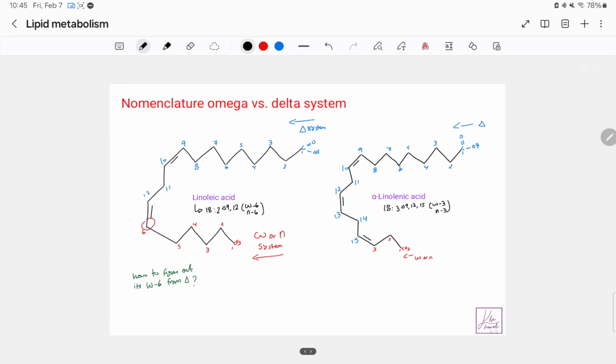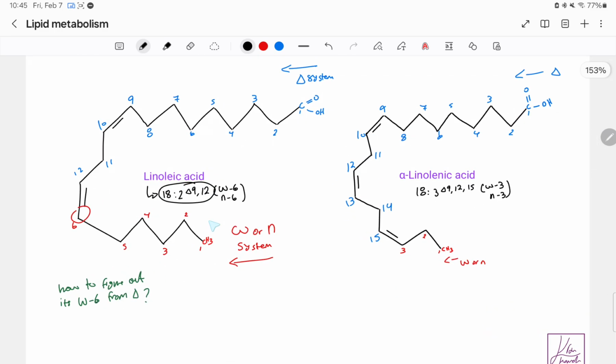All right. Let me point out something to you guys. What happens if I give you the delta number and ask you what kind of fatty acid this is? I didn't give you the structure or anything. I just said, here's linoleic acid, 18 carbon, 2 double bonds at delta 9 and 12. From this information, how can I tell whether it's an omega-6 or omega-3 fatty acid? That's what this question is asking you.